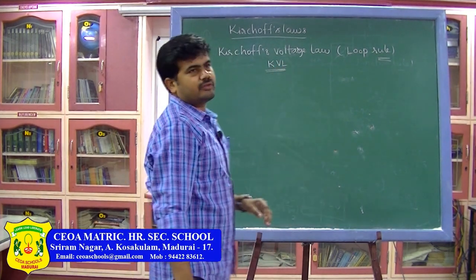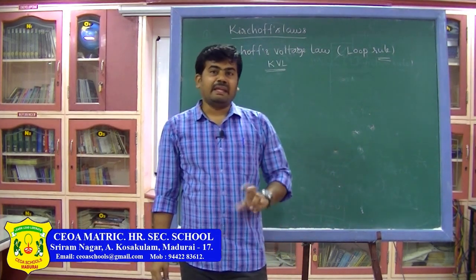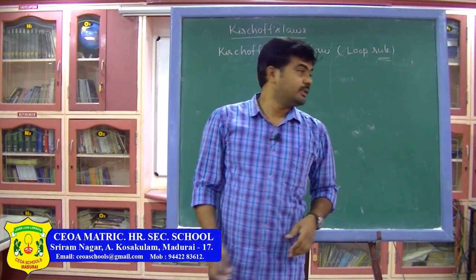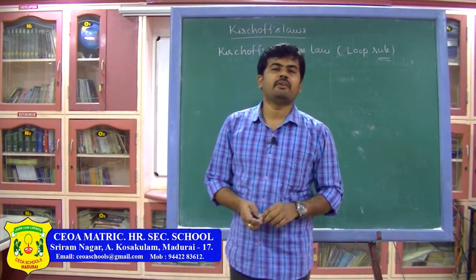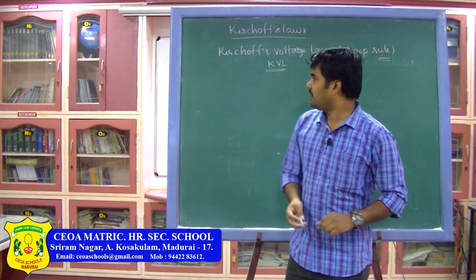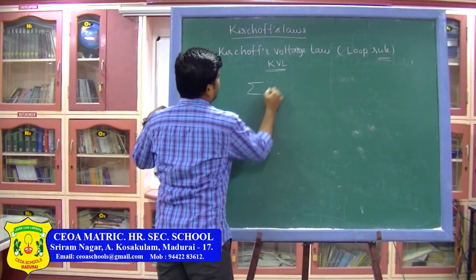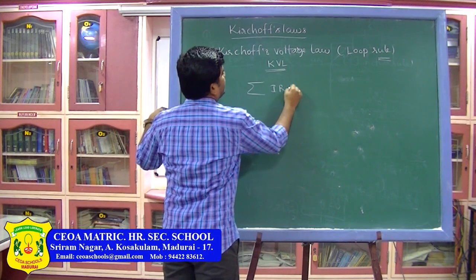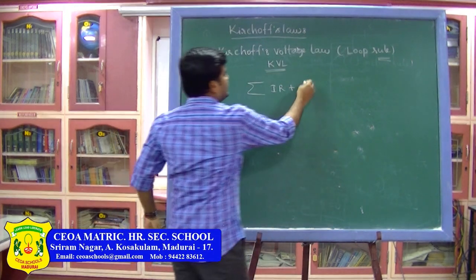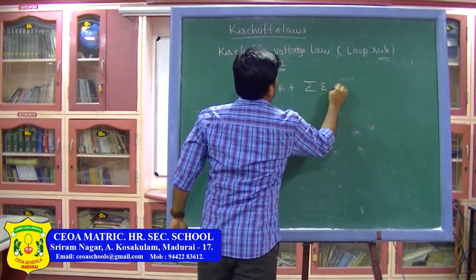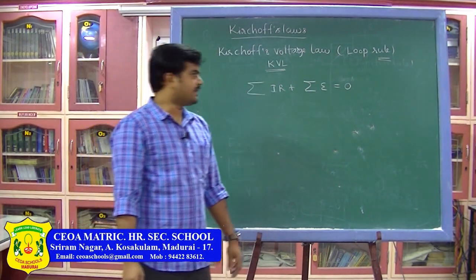So, according to Kirchhoff's voltage law, in an electrical circuit, in any closed loop, the algebraic sum of potential differences and EMFs is always equal to 0. Mathematically, we can represent this law as summation I into R, that is the algebraic sum of all potential differences, plus the summation of EMFs, always equal to 0 in any loop in the given electrical circuit.